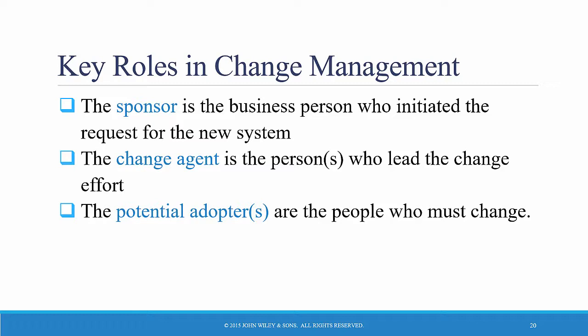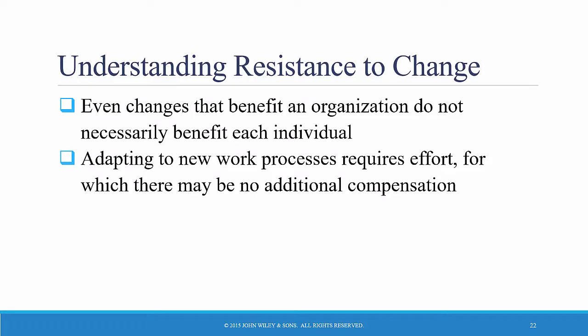The third role is that of potential adopter or target of the change. These are the people for whom the new system is designed and who will ultimately choose to use or not to use the system. It's critically important to understand resistance to change. Why do people resist? Why do people accept change?